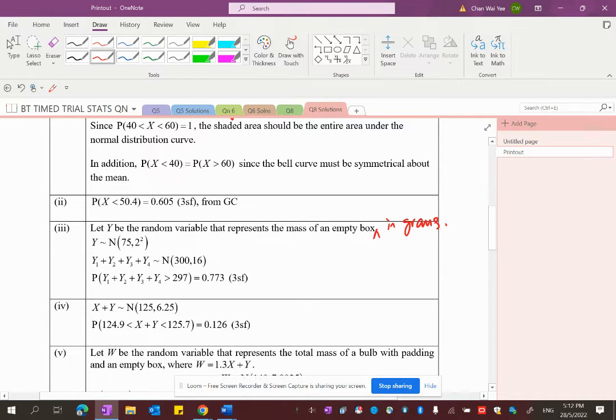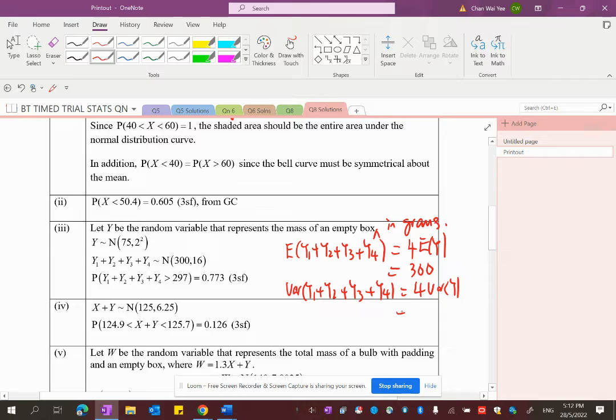If you want to calculate the mean, you should always do it in a space outside. Because each of the Y1 to Y4 have identical distribution, it equals 4 E(Y), which is 300. And for the variance, it's the same. It is 4 Var(Y), which is 16.